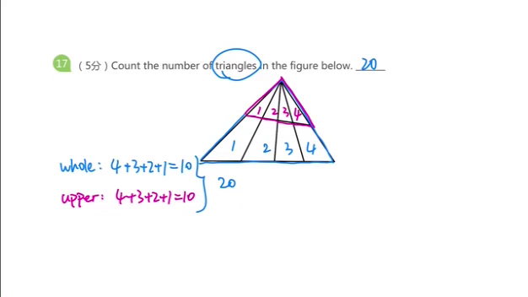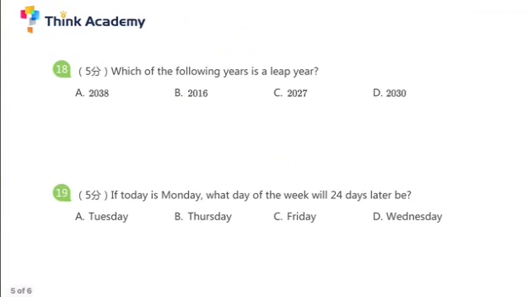And then let's move to question 18. So which of the following years is a leap year? So we know for the leap year, the last 2 digits must be the multiple of 4. So we can see 16 is in the 4 times table. It equals to 4 times 4. So the right answer here should be B.